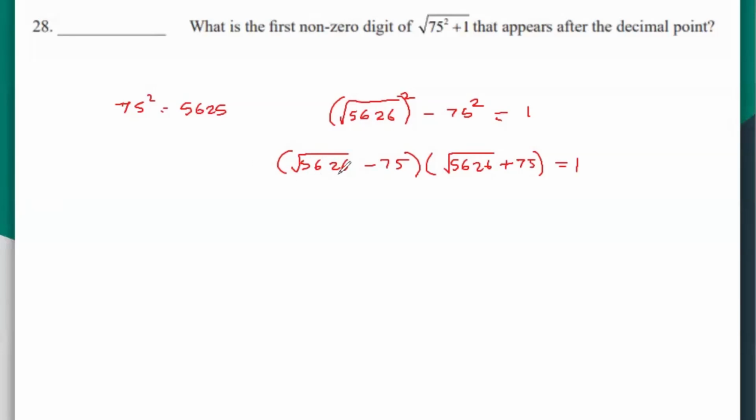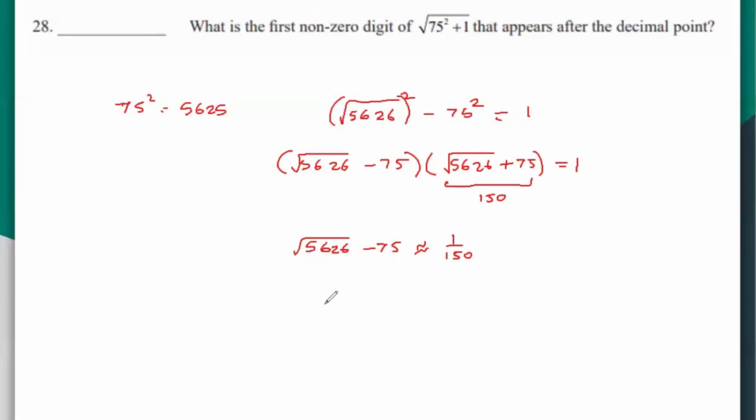Okay, remember, this is what we are interested in, the value. Since this is really close to 5625, and the square root of 5625 is 75, this is approximately 75 plus 75, which is 150. If you divide both sides by 150, you get the square root of 5626 minus 75 is roughly 1 over 150. If you are not convinced, you may take a look at some derivative approaches, but for now, we are not interested.